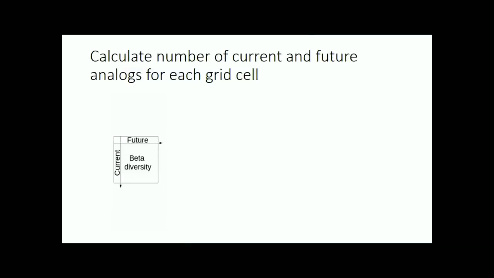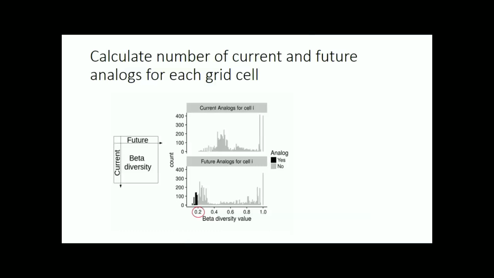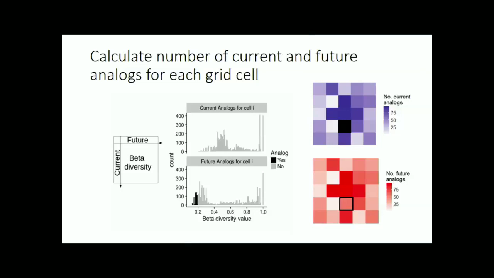And then for each cell, so in the top row, we've got a current cell. We created the frequency of beta diversity values. And then for anything below this threshold of 0.2, which is where 80% of species, or 80% of taxonomy, phylogeny or function, is shared, we considered those two communities analogous. And then we plotted it back into space here.